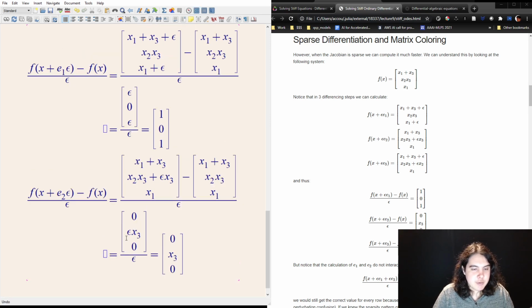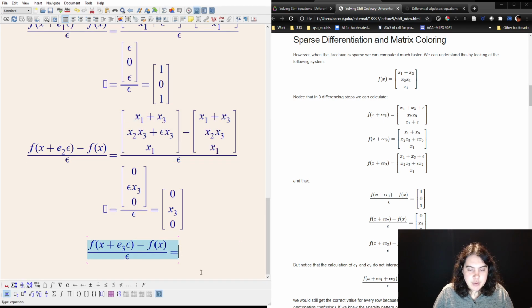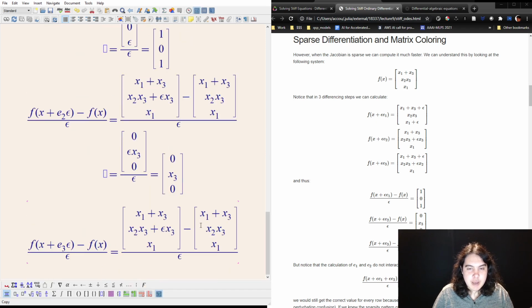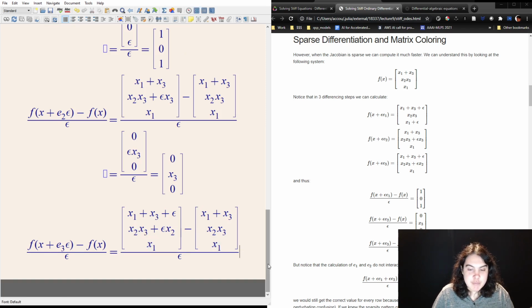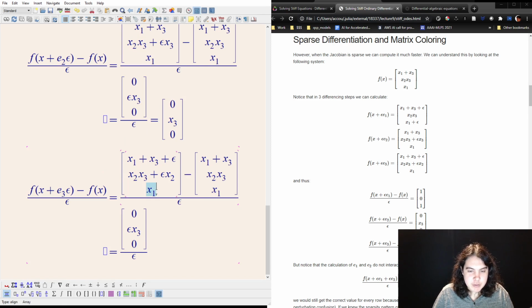Let's calculate out the last one. All right, so f of x plus e3 epsilon, and this same pattern is going to occur, right? We have two things that we're doing. All of the equations that have an x3 in there are perturbed by epsilon. Anything that doesn't have x3 doesn't have an epsilon, and so we can immediately simplify it out and just put a 0 anywhere where the equation doesn't show up.